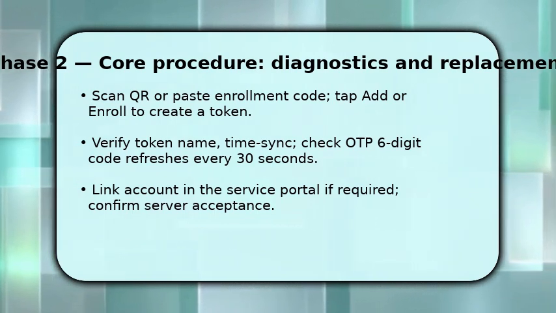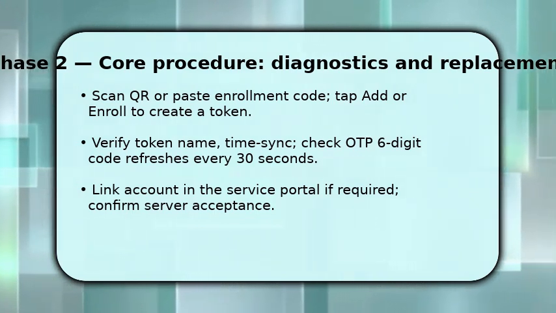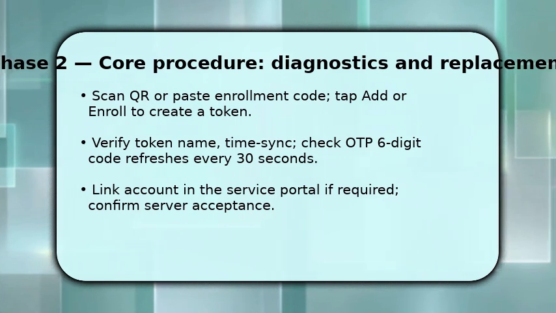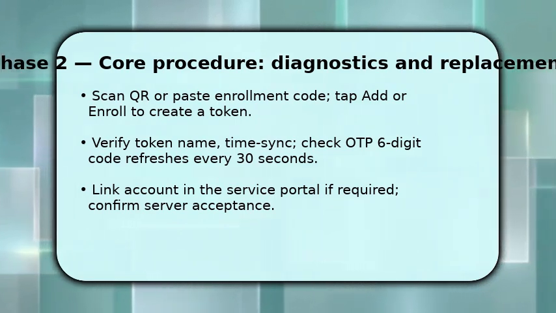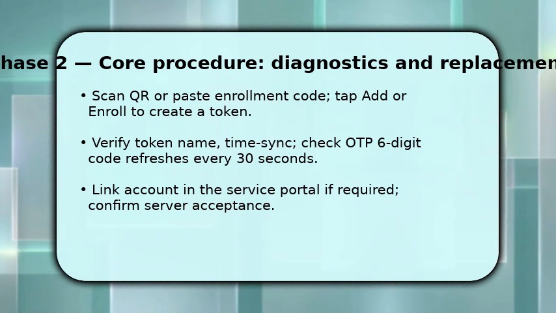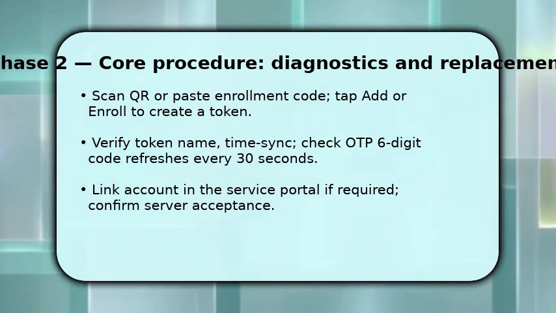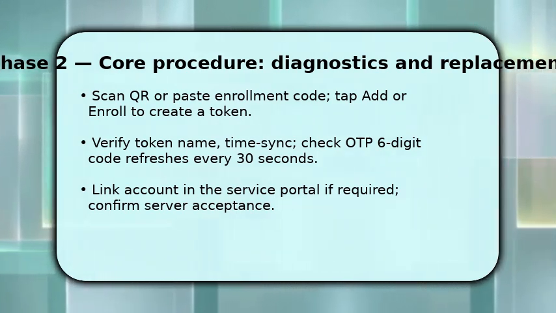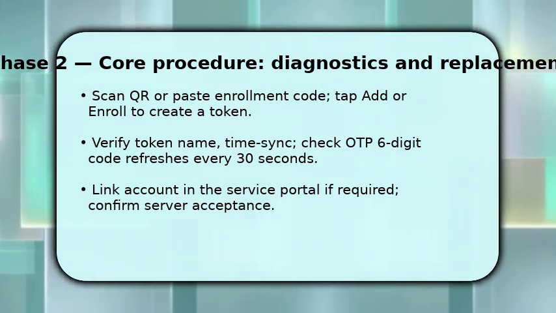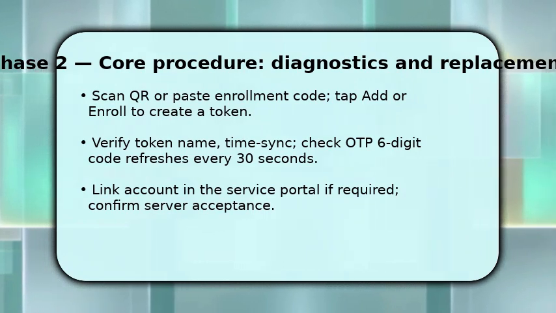Next, complete any server-side confirmation. Sign into the target service, choose to register a new token, and enter either the OTP or confirm push when prompted. Be deliberate here. Mismatched names or skipped confirmations can leave the token unpaired. Once paired, you're ready to authenticate.